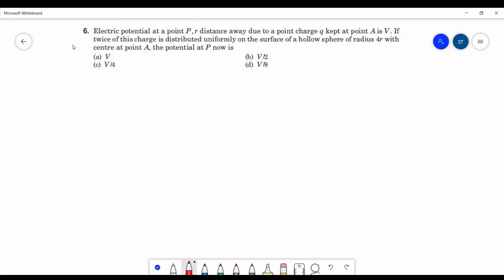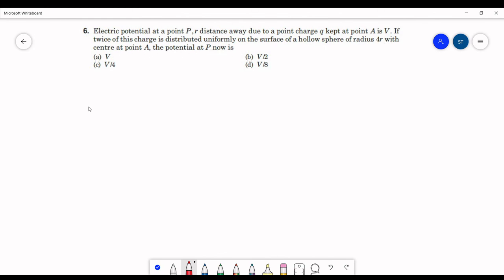So the question given is: electric potential at a point P, r distance away due to a point charge Q kept at point A, is V. If twice this charge is distributed uniformly on the surface of a hollow sphere of radius 4r with center at point A, the potential at P now is.